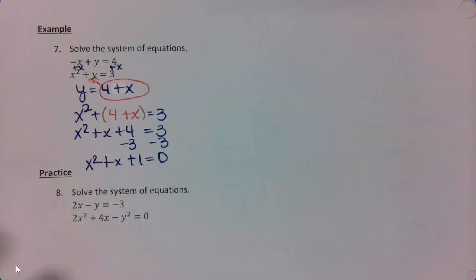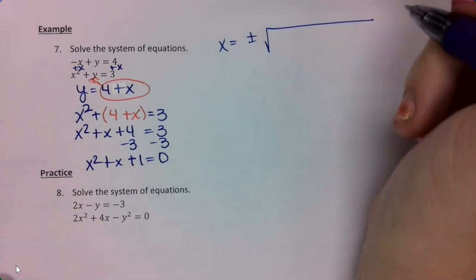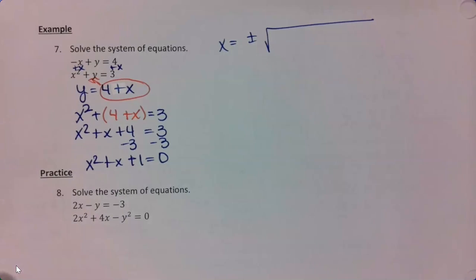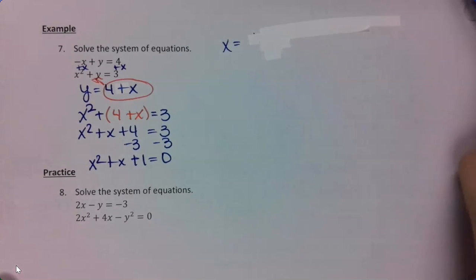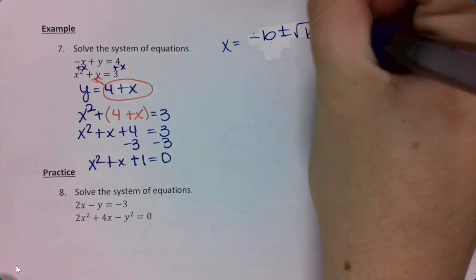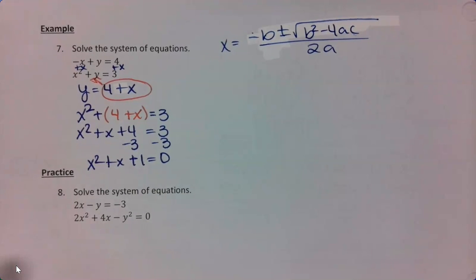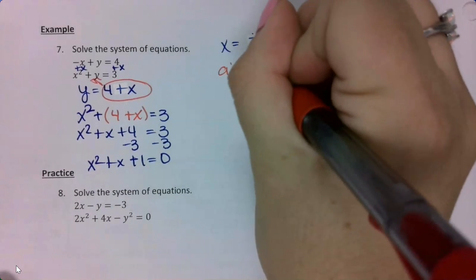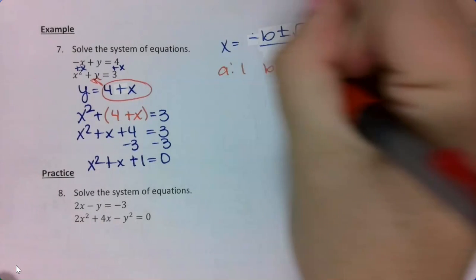Okay, so if I can't easily figure it out, remember I have the quadratic formula. I messed up already. It's x equals negative b plus and minus the square root of b squared minus 4ac all over 2a. So what are my a, b, and c values for this equation? Yes, they're all ones.